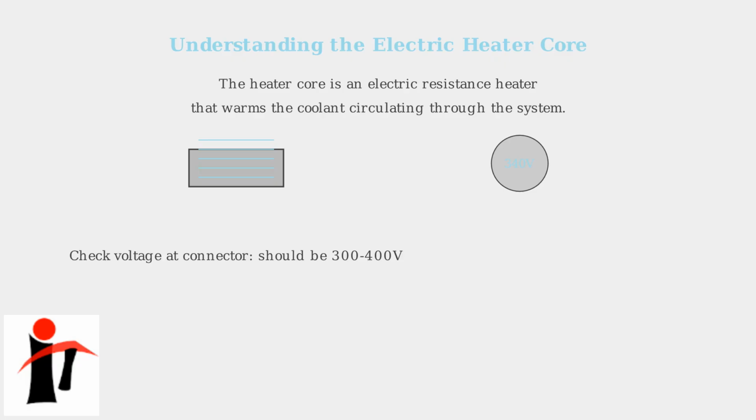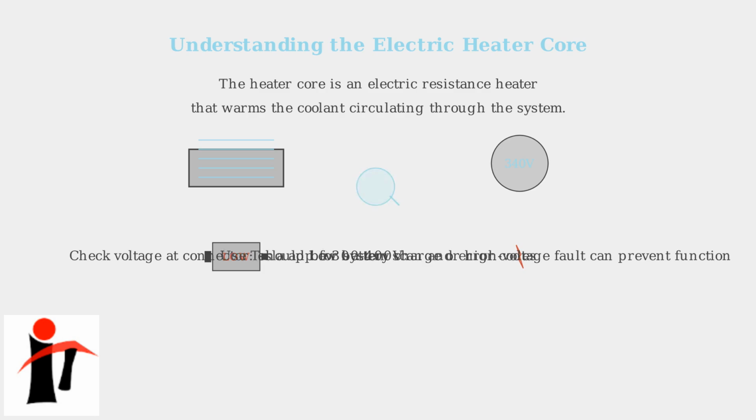The system requires a stable high-voltage supply between 300 and 400 volts to operate properly. This ensures the resistance heating elements can generate sufficient thermal energy. Two common causes prevent the heater core from functioning: a low battery charge, which reduces the available voltage, and faults in the high-voltage system, such as wiring issues or component failures. These problems interrupt the electrical flow needed for heating.